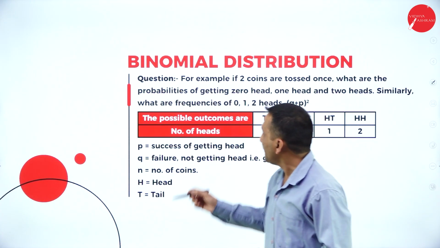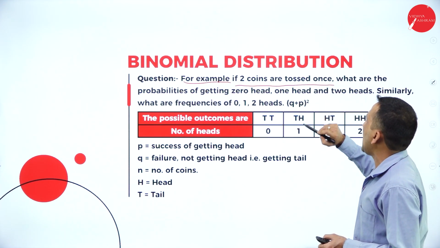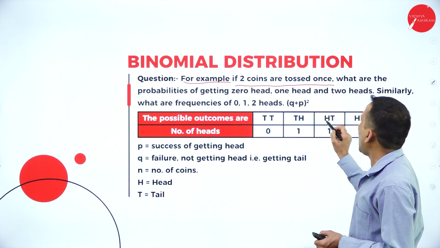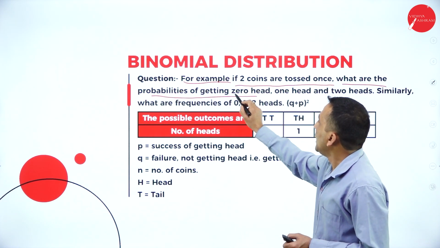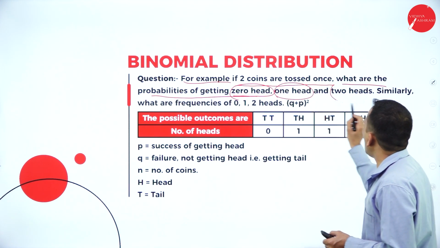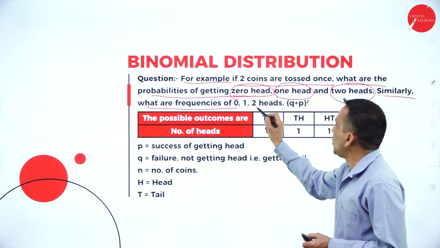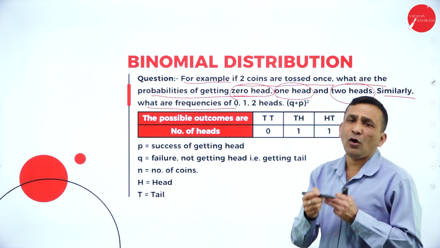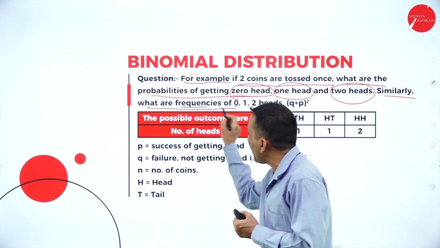So now we are trying to do a few examples for the probability mass function. There is one question. For example, if two coins are tossed, tail, head, what is the probability of getting 0 head, 1 head, and 2 head? Similarly, what are the frequencies? 0, 1, 2 heads: how many times is 0 repeating, how many times can you expect 1 head, and 2 heads? Which is nothing but your frequency.